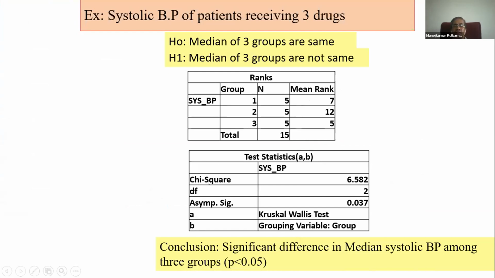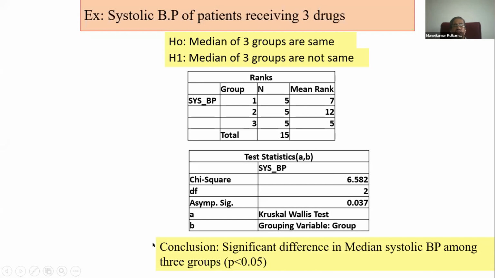So this H statistic is evaluated using the chi-square test. Chi-square is 6.58, degrees of freedom 2, and its p-value is 0.037. Since the p-value is less than 0.05, we are rejecting the null hypothesis that the median of the three groups are same. This hypothesis is rejected. We accept the alternative hypothesis that the median of the three groups are not same.